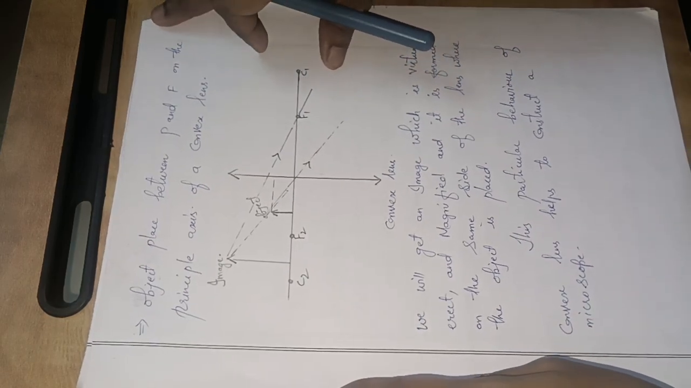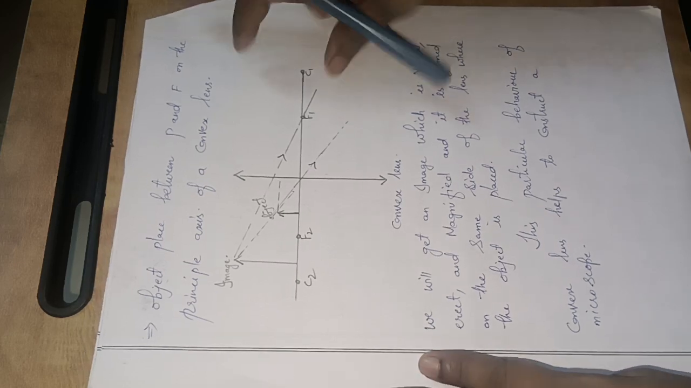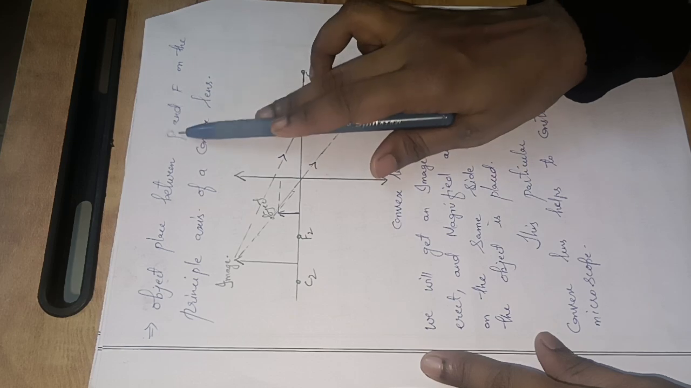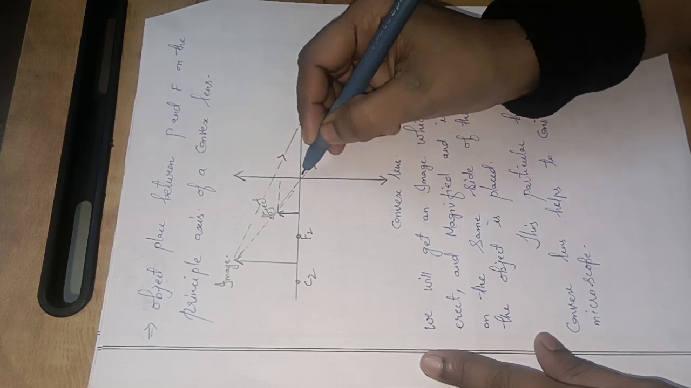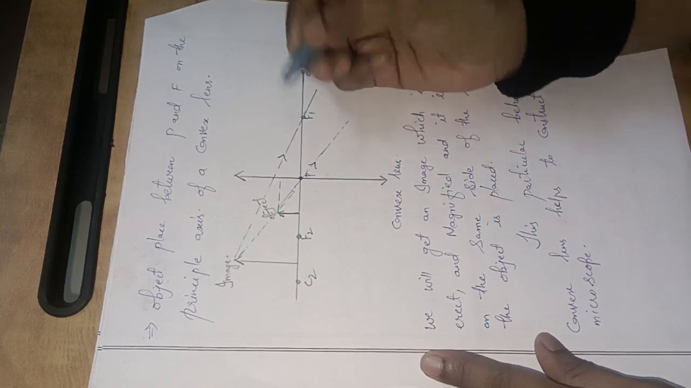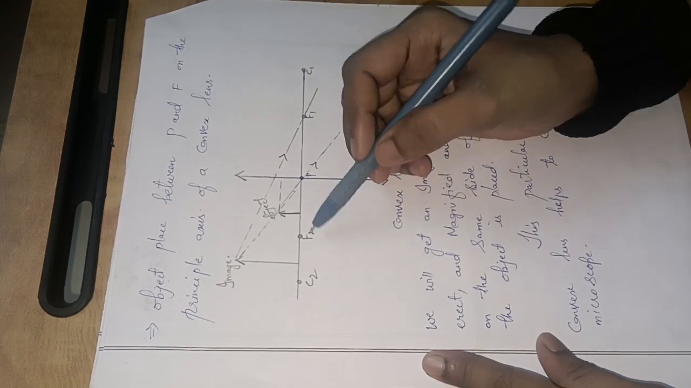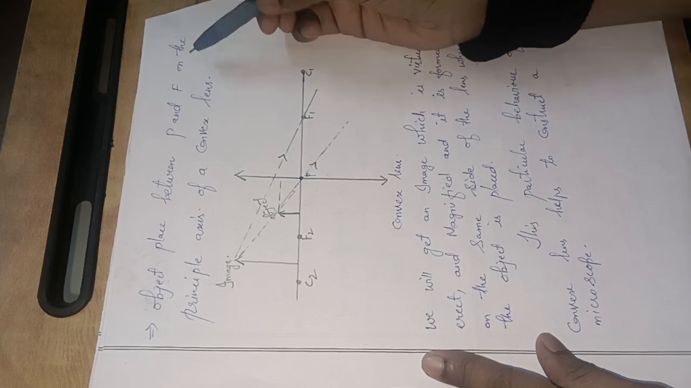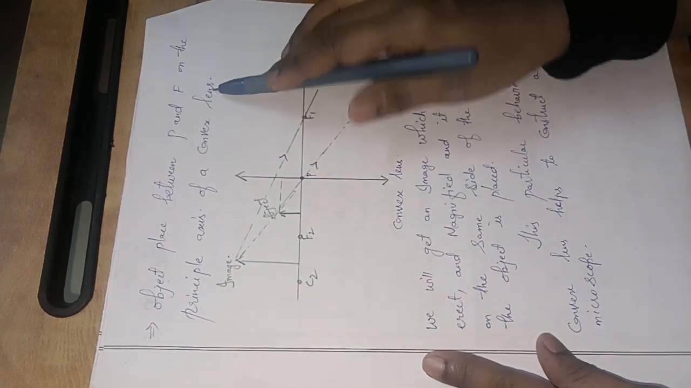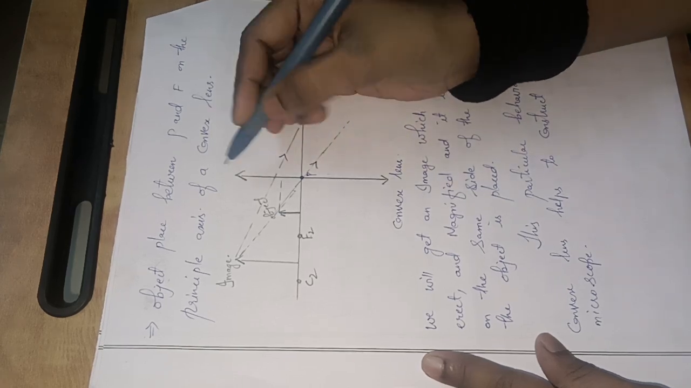Now let's start with the ray diagram. When the object is placed between P and F, pole and focus, this is P, the optic center, and this is F, on the principal axis of a convex lens. So this is the symbol of a convex lens.